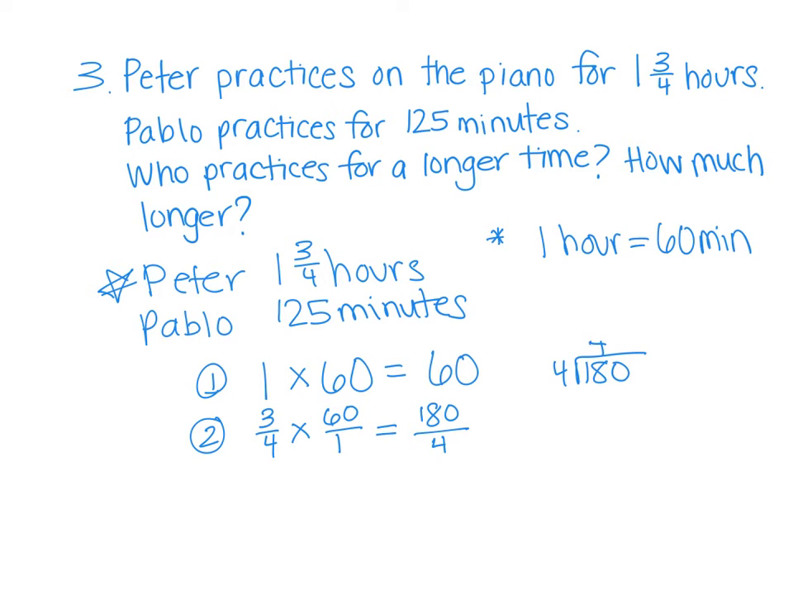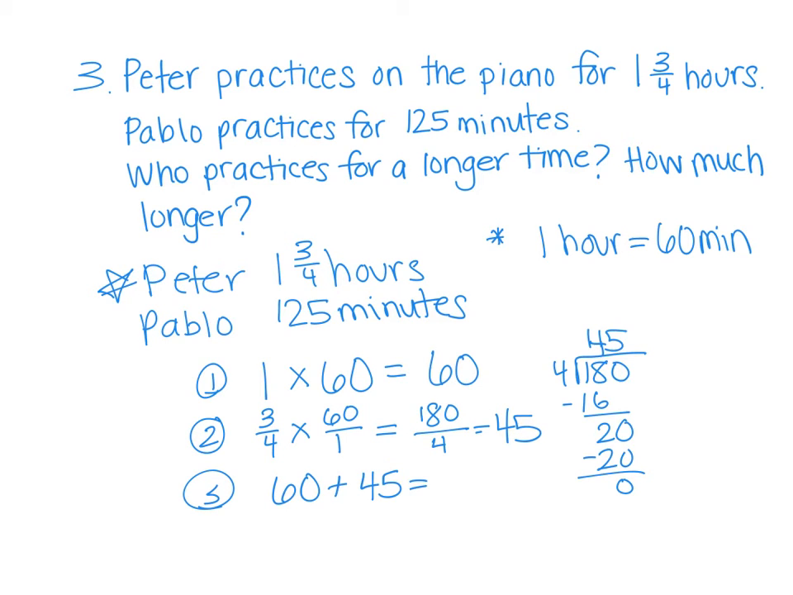4 goes into 18 4 times. Leaves me with 20. And that goes in 5 times. And that leaves me with 0 remainder. So that's 45. Now the last step I have to do is add together the 2 sets of minutes, which is 60 plus 45, and that gives me 105 minutes. That is how long Peter practiced.